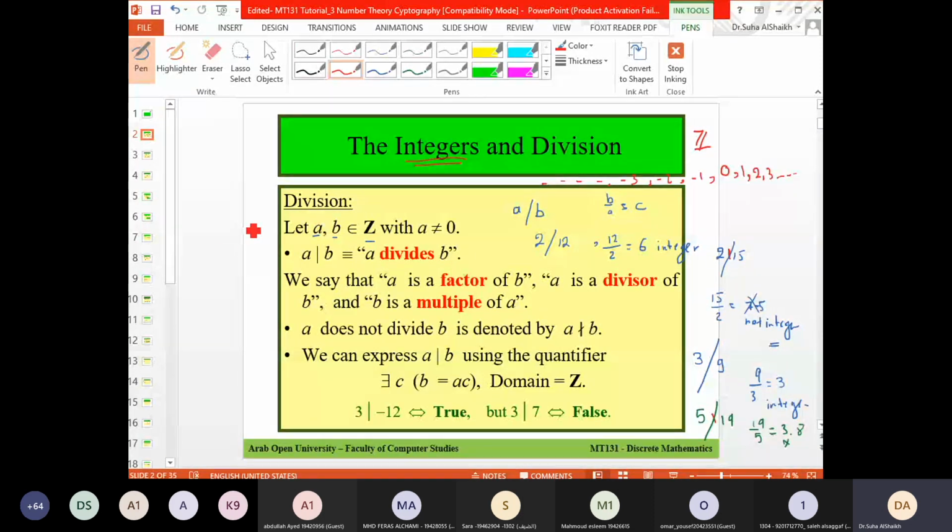Go back to the division definition. We say A divides B, read as A divides B, if B divided by A is equal to C. We have to pay attention to the order of things. A divides B if B divided by A is equal to C.